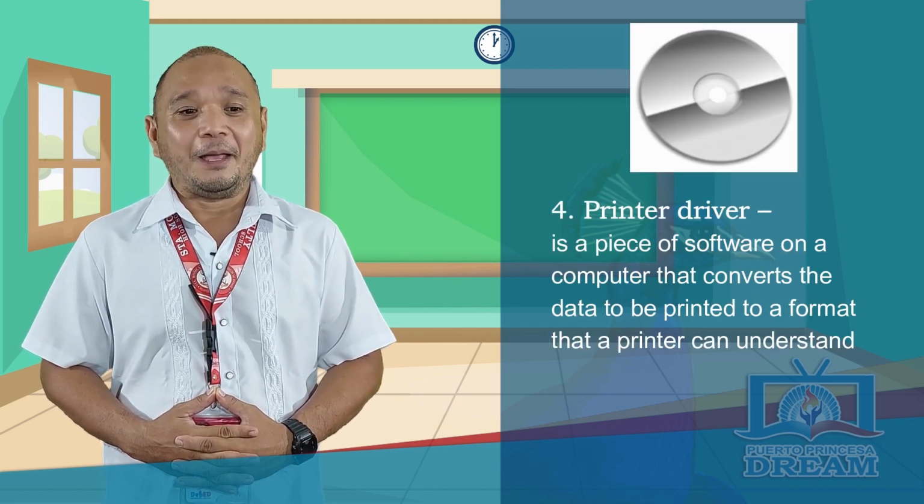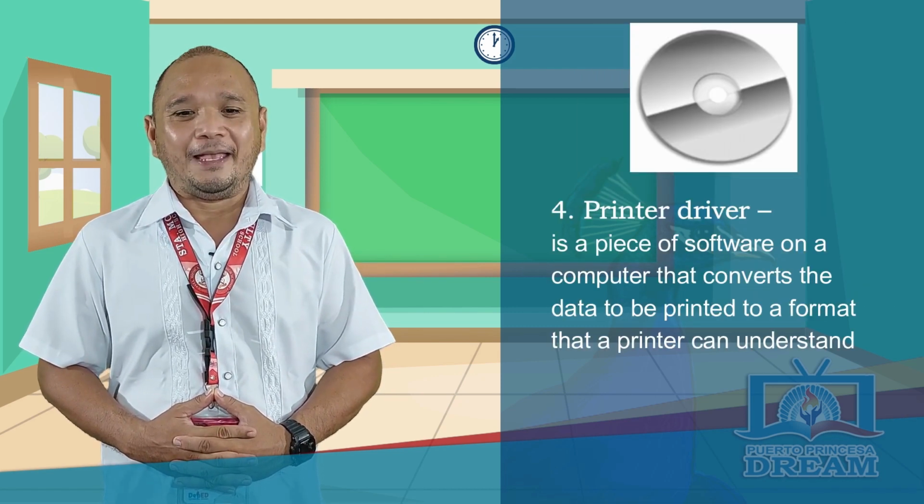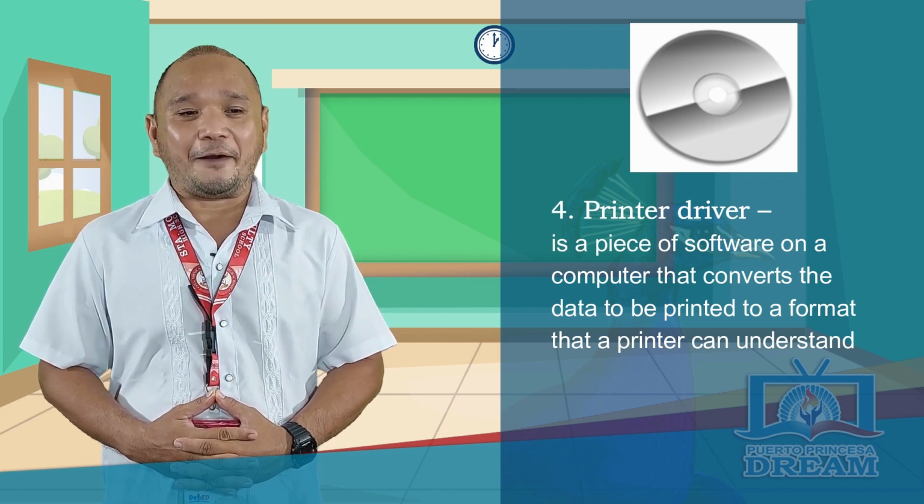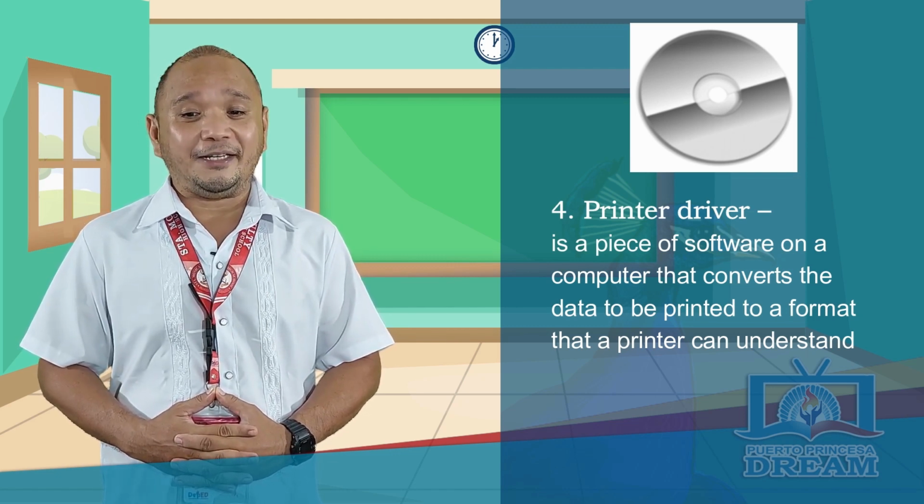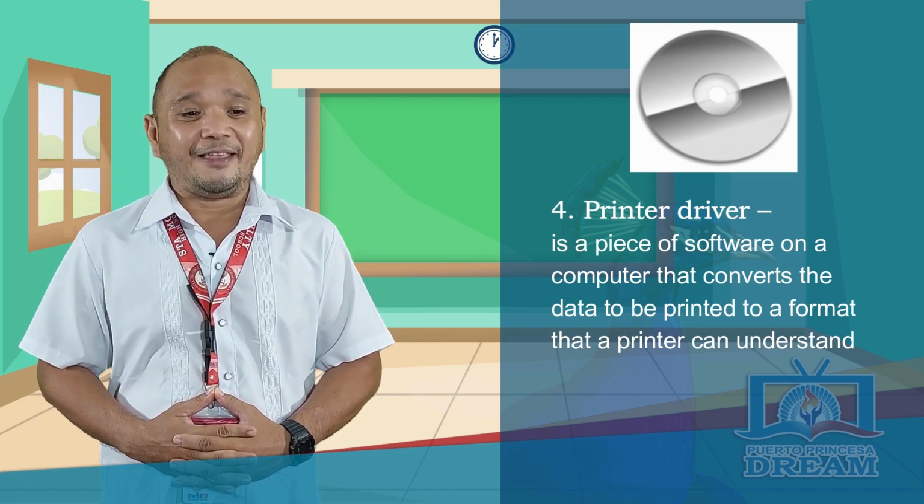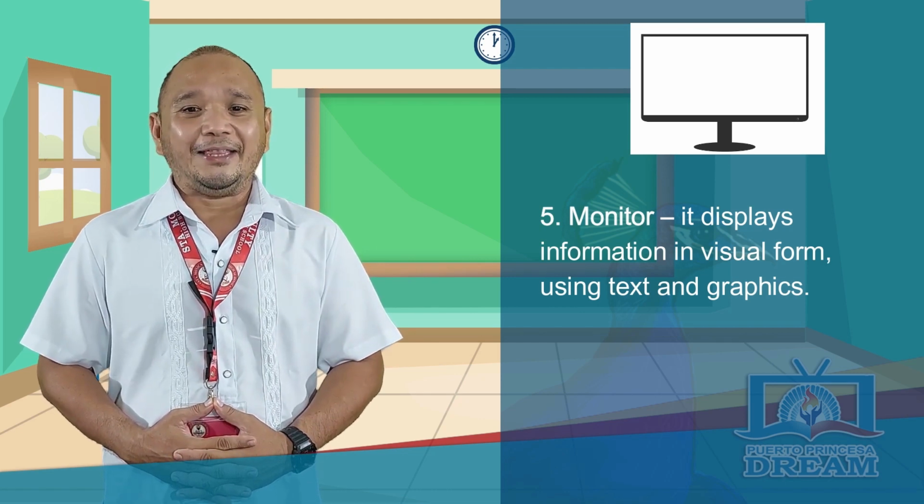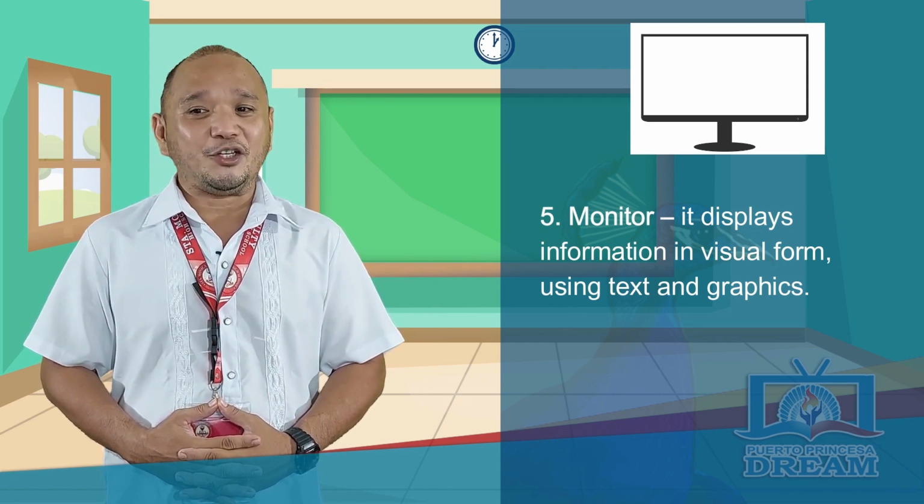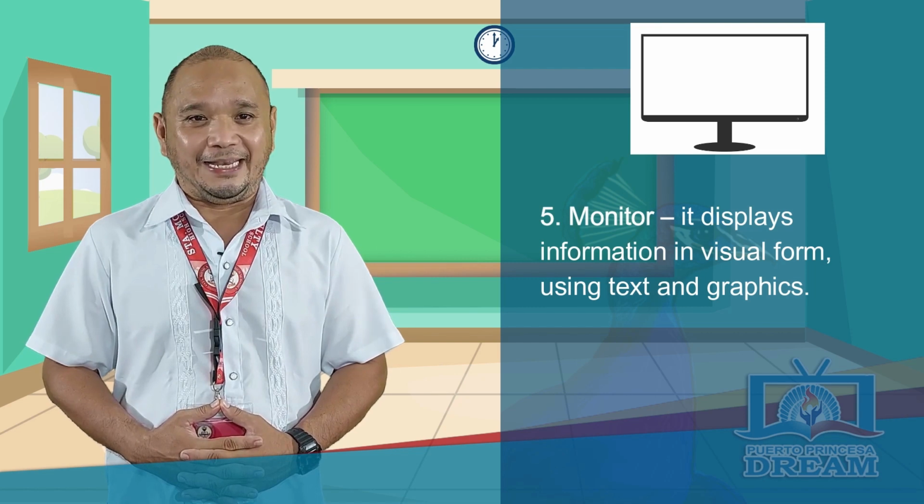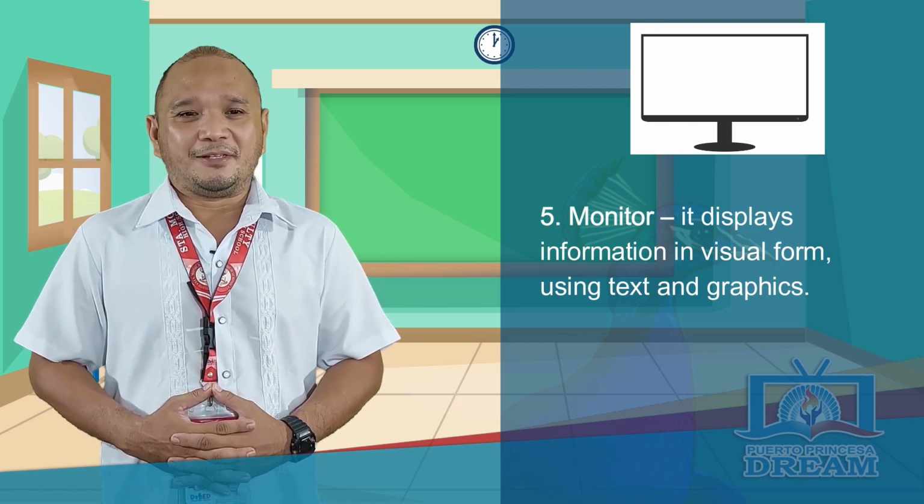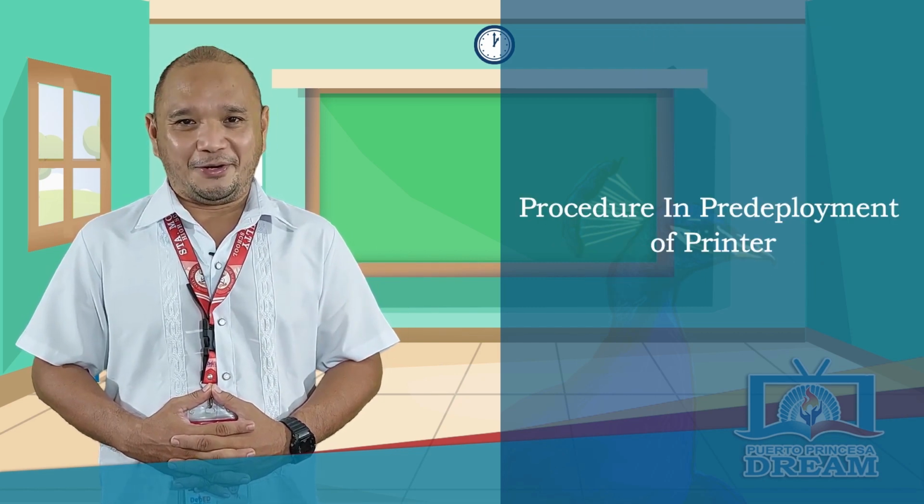Number 4, printer driver. Is a piece of software on a computer that converts the data to be printed to a format that a printer can understand. Number 5, monitor. It displays information in visual form using text and graphics. Procedure and pre-deployment of printer.